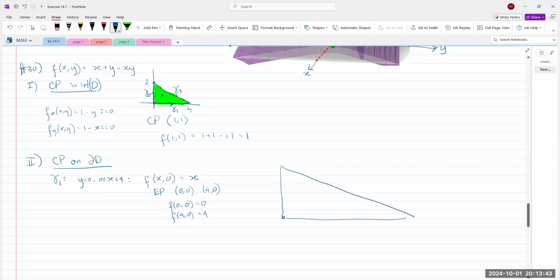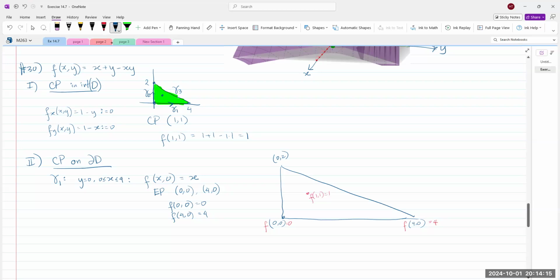this is the domain, this is 0, 0, this is 4, 0, this is 0, 2. The value at 0, 0 is 0. The value at 4, 0 is 4. The value at 1, 1 is 1.